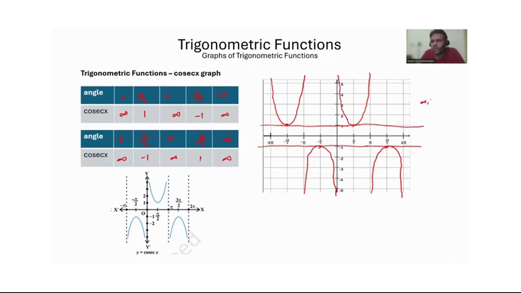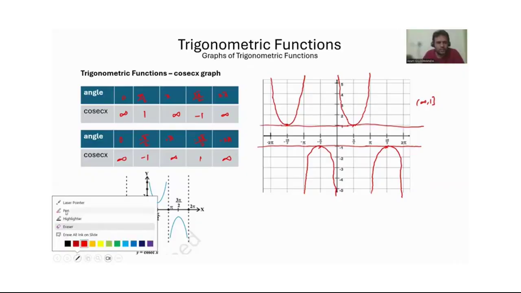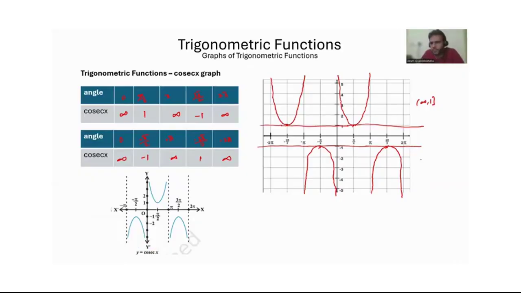That means infinity to 1. And here, minus 1 to minus infinity. Right, guys? Okay, so that's the range.